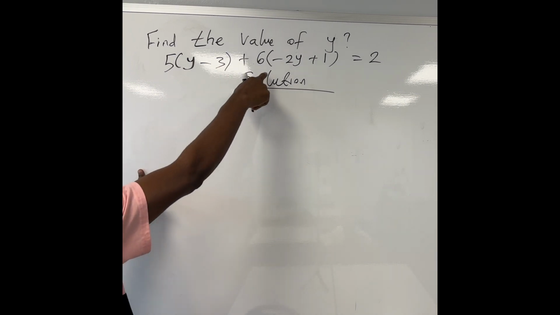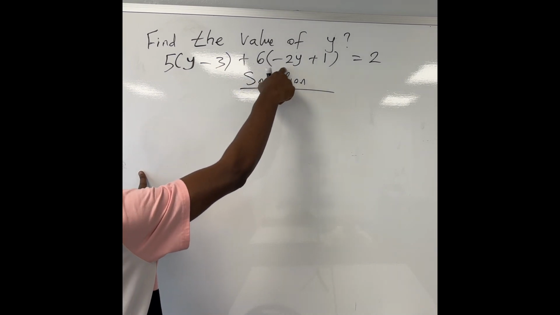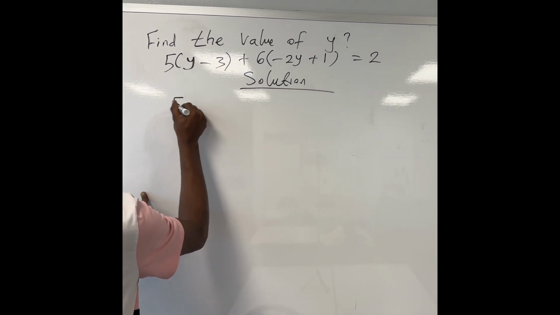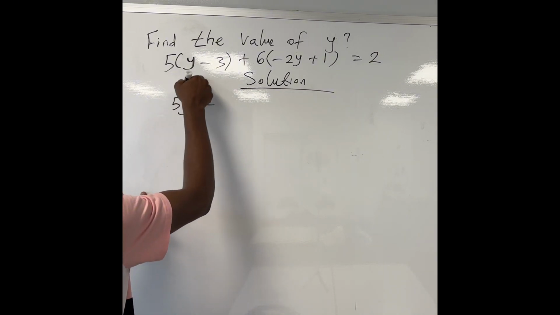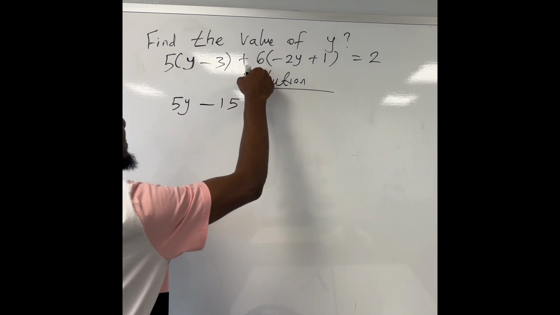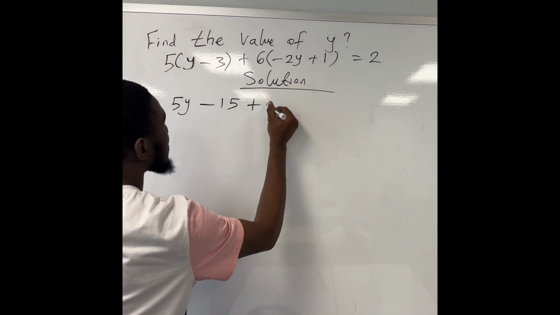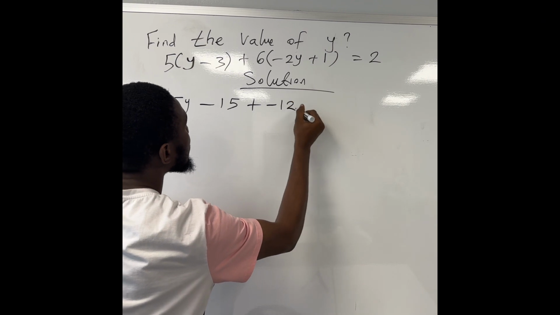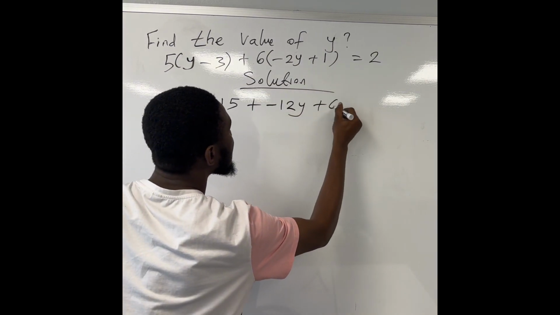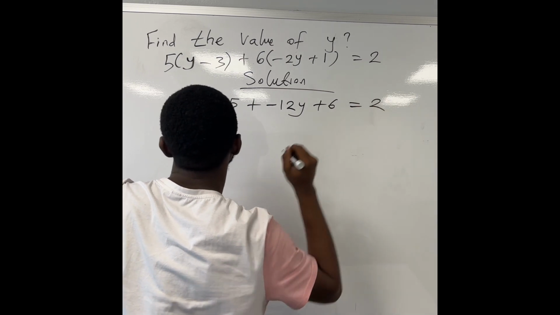And also do the same thing, using 6 to distribute into minus 2y and 1. Now look at what I mean. 5 times y will give you what? 5y. 5 times minus 3 will give you minus 15, plus 6 times minus 2y will give you what? Minus 12y. 6 times 1 will give you what? 6. You still have your 2 here.